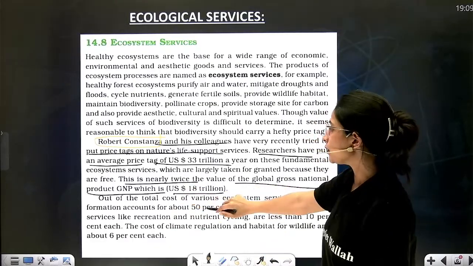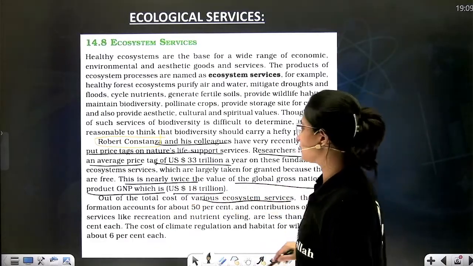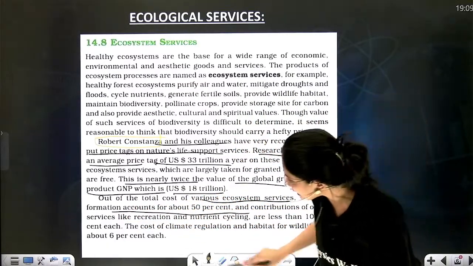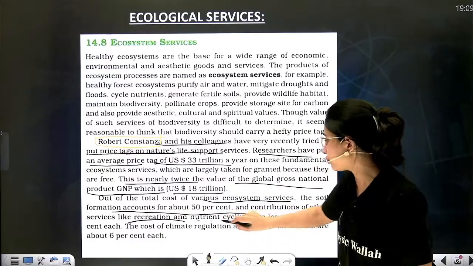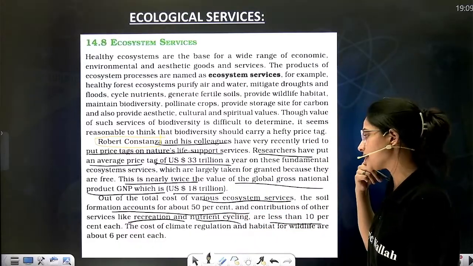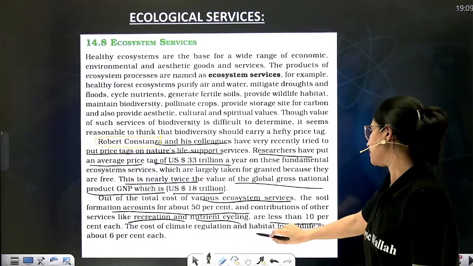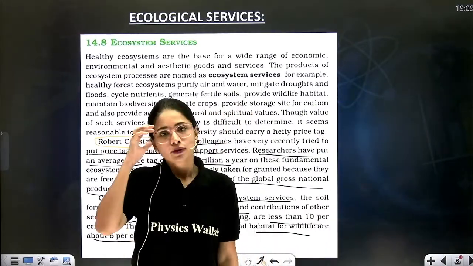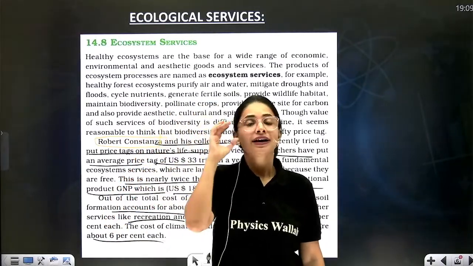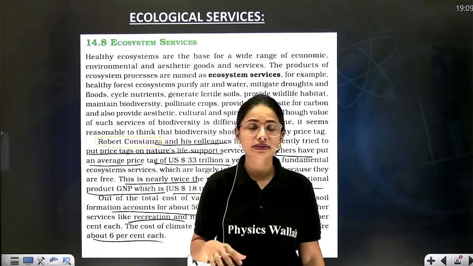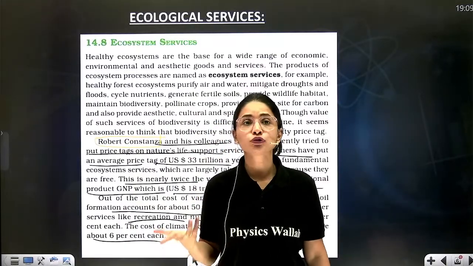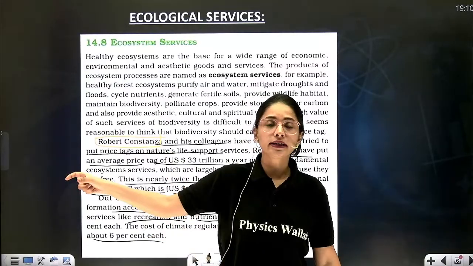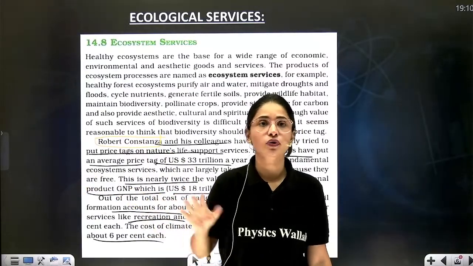Okay, out of the total cost of various ecosystem services, soil accounts for 50%. Others, like recreation and nutrient cycle, are less than 10%. The cost of climatic regulation and habitat wildlife is about 6% each. So you have to remember this data, which ecological service has what amount of contribution. So in this 33 trillion, 50% is of the soil only.